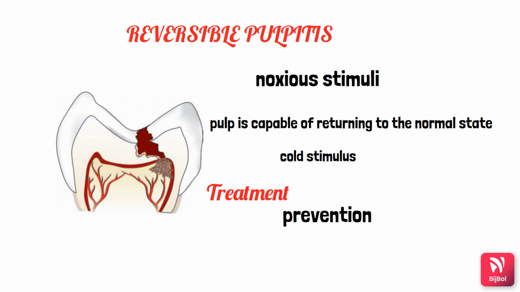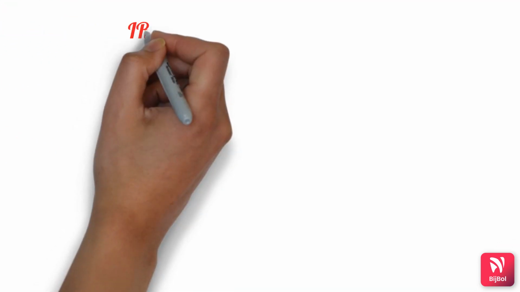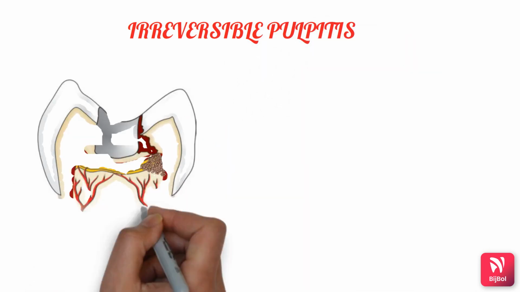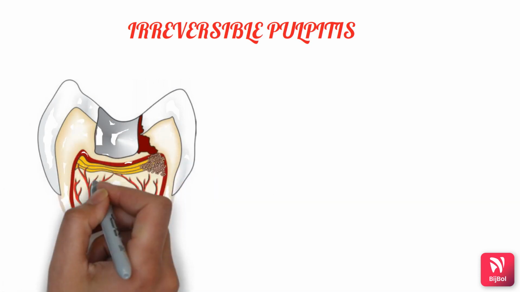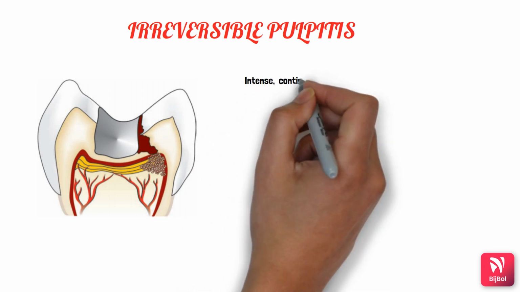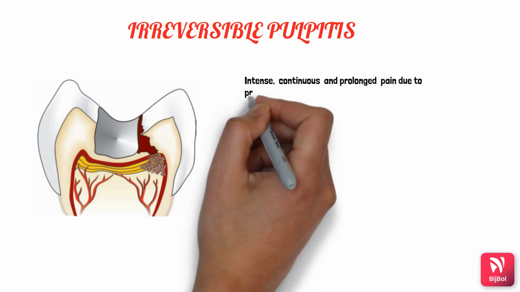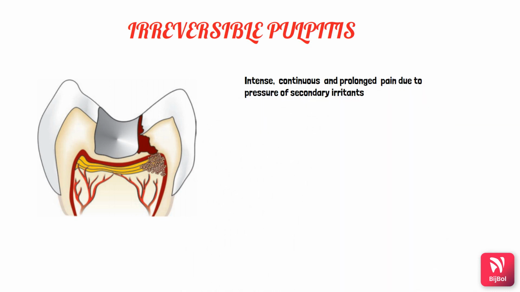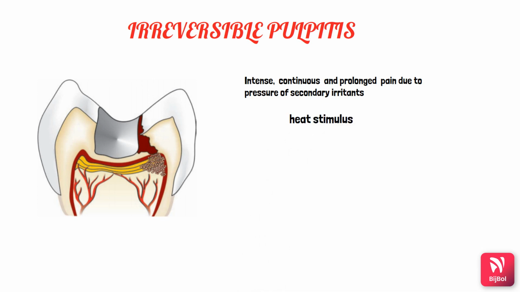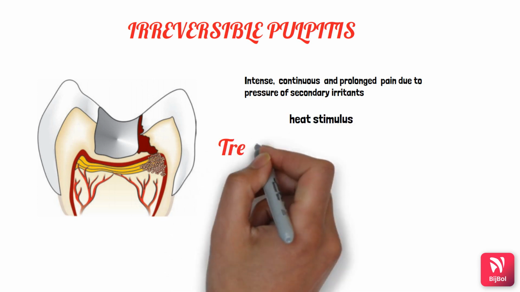So, next we'll see about the irreversible pulpitis. If you see the irreversible pulpitis, it is a persistent inflammatory condition of the pulp which is caused by the noxious stimuli. And it is an intense, continuous, prolonged pain due to the pressure of the secondary irritants. In this, the pain is localized through the heat stimuli.